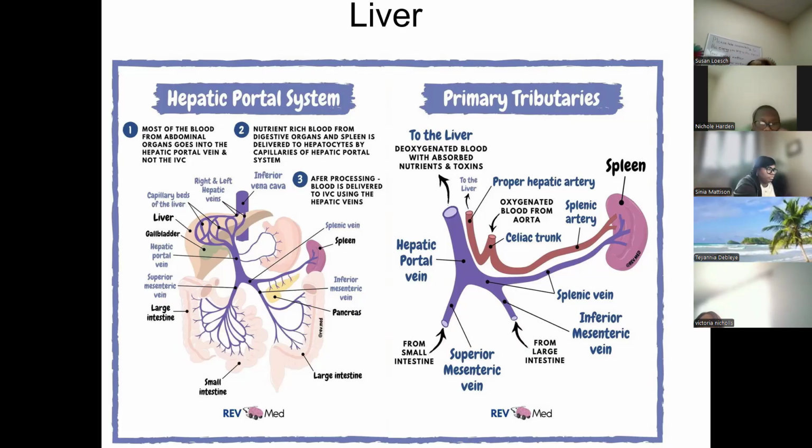Gluconeogenesis is the formation of glucose, and that will take place when glucose levels drop under the influence of hormones like cortisol and epinephrine.